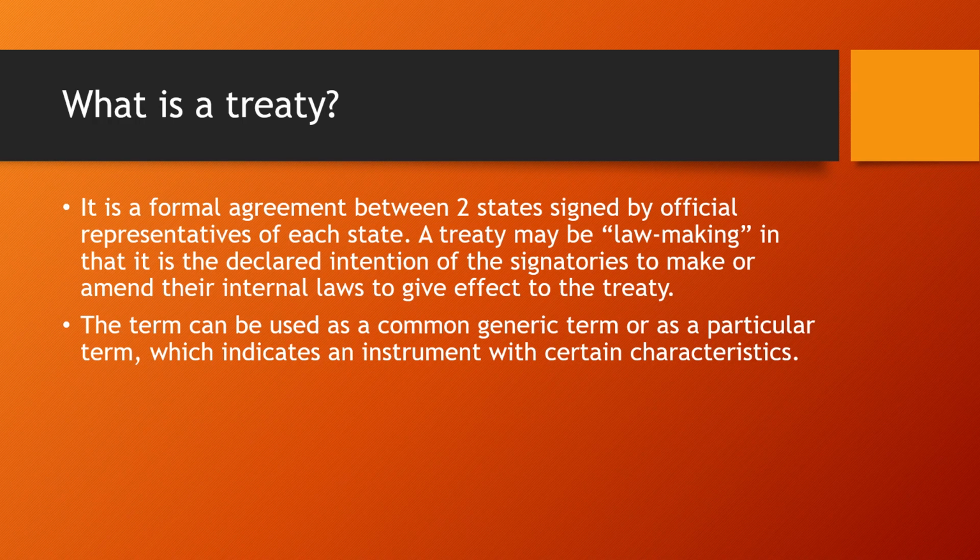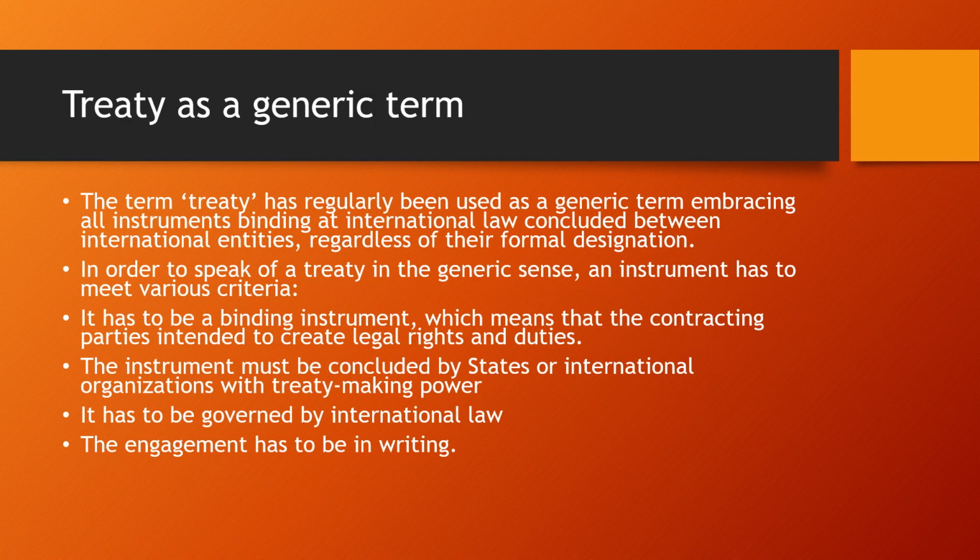The term treaty can be used as a common generic term or as a particular term which indicates an instrument with certain characteristics. I'll give you some examples so that you can understand what each of them mean. When treaty is used as a generic term, it embraces all instruments binding at international law concluded between international entities regardless of their formal designation.